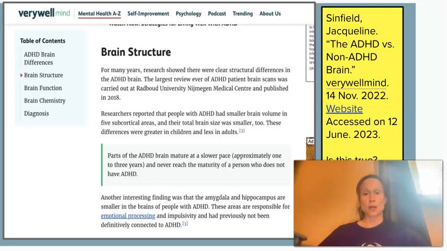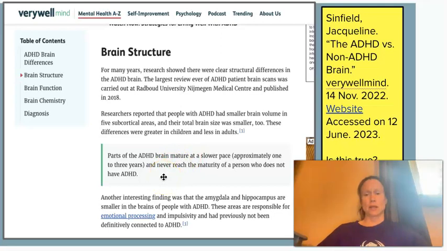This one comes from 2018. There was a Radboud University Medical Center study, and it made me sad to hear this because I felt like they were talking about my brain and my middle school students' brains. People with ADHD have smaller brain volume in 5 subcortical areas, and their total brain size was smaller too. These differences were greater in children and less in adults. Parts of the ADHD brain mature at a slower pace, 1 to 3 years, and never reach the maturity of a person who does not have ADHD.